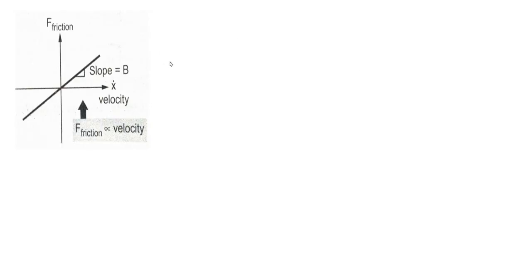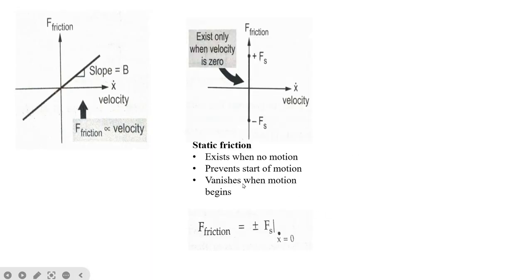Now we have seen that there are three types of friction: viscous friction, static friction, and Coulomb friction. This is the figure for the viscous friction here. F friction is proportional to the velocity. So always the frictional force will be proportional to the velocity. On the x-axis we are taking the velocity, on the y-axis we are taking F friction, and this is the slope, which you get as B.